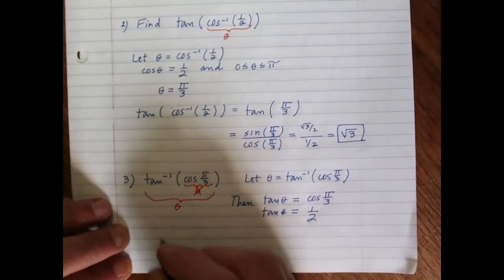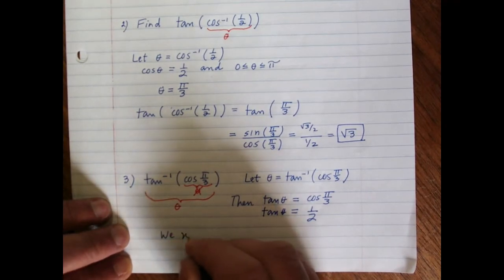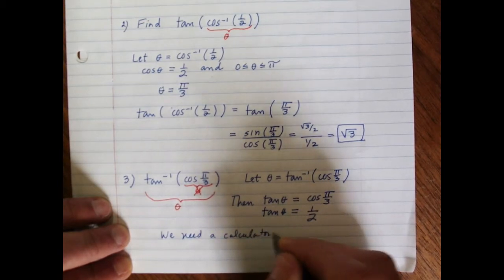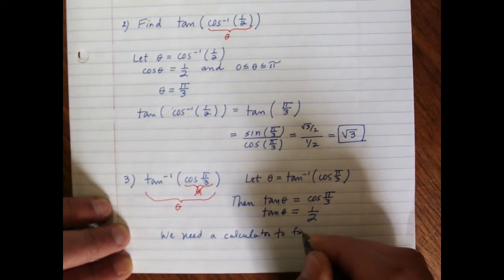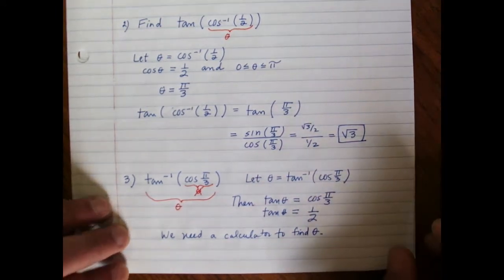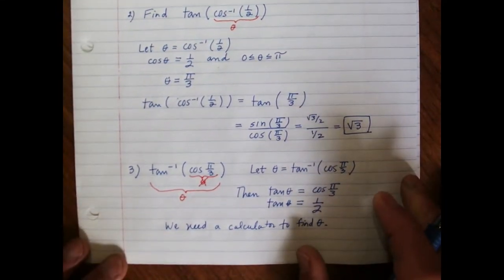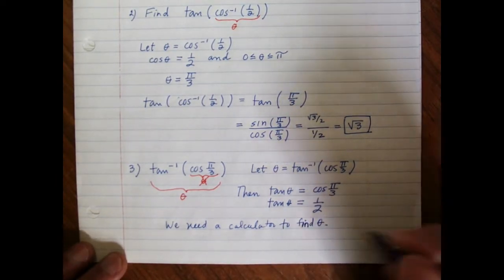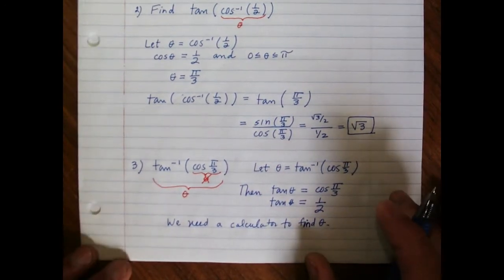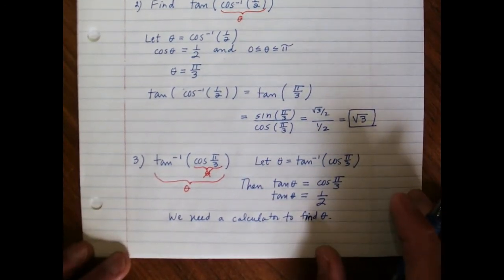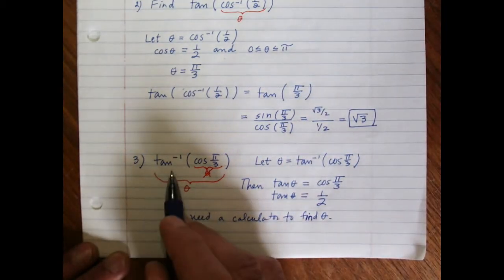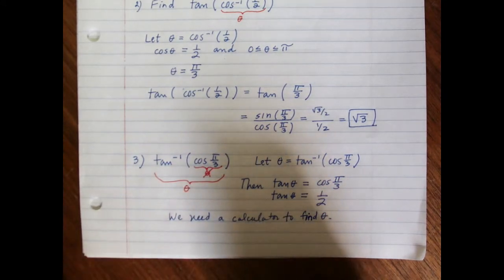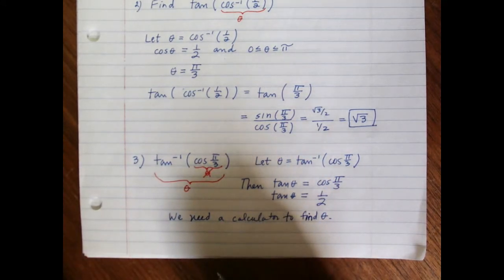So we need a calculator to find theta. We don't have any technique for finding an exact value for theta. I won't try to fool you with any of these. If it's a calculator problem, I'll say use a calculator. If it's by hand, I'll say you must do it by hand without a calculator. I just wanted a few examples that we're going to see, and we're going to see that in the next video too, where we just have to call on a calculator to help us out.